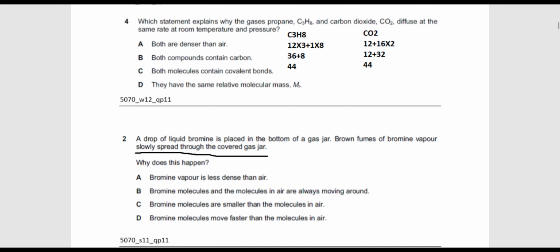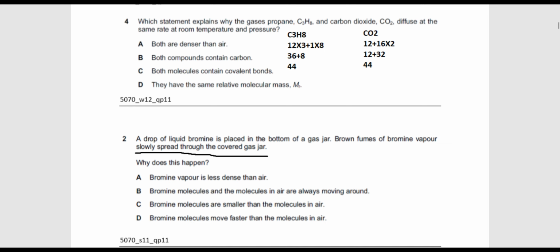Here we see 2 questions again using the concept of diffusion. I have calculated the Mr for you, and they are asking which statement explains why the 2 gases diffuse at the same rate, and you have to go with the option where they are saying that both the gases have the same Mr or molecular mass.